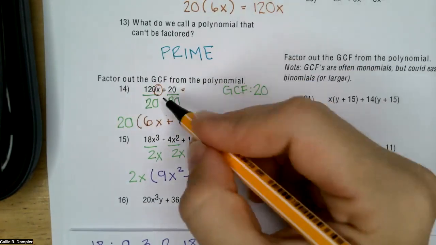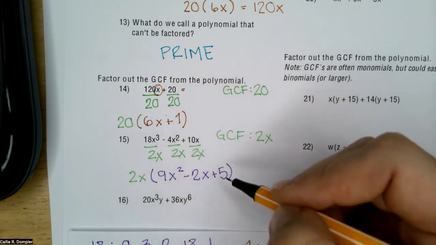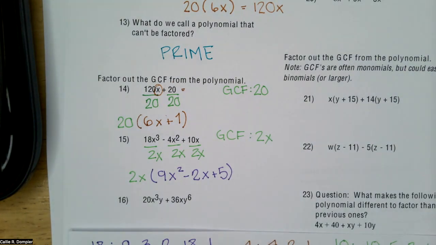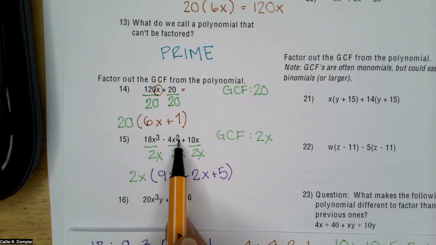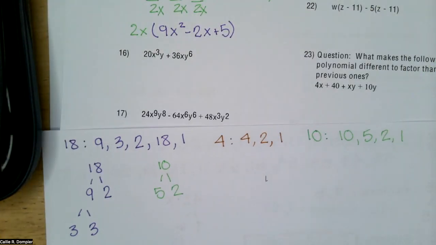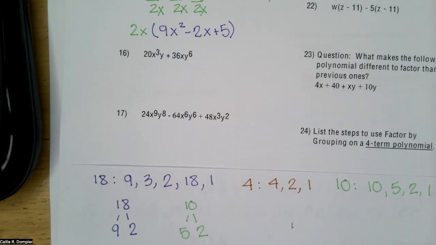So I said we can't leave that as a 0, right? We leave it as a 1. 20 divided by 20 is 1. X divided by x is 1, but 1 times 5 is 5, so I just leave it as 5. That is factoring out the GCF from the polynomial. You're also welcome to go back and multiply the 2x to make sure you end up with 18x cubed minus 4x squared plus 10. Number 16, 20x cubed y plus 36xy to the 6th.